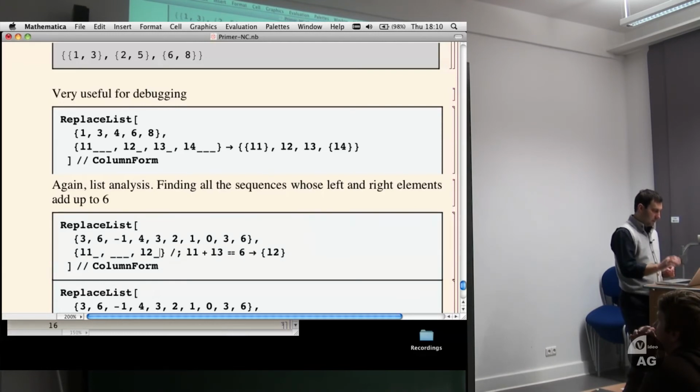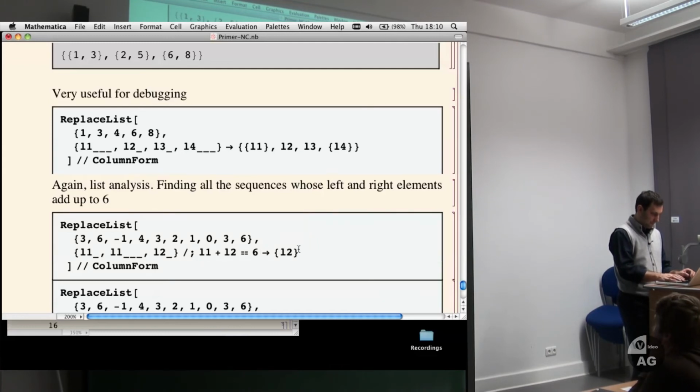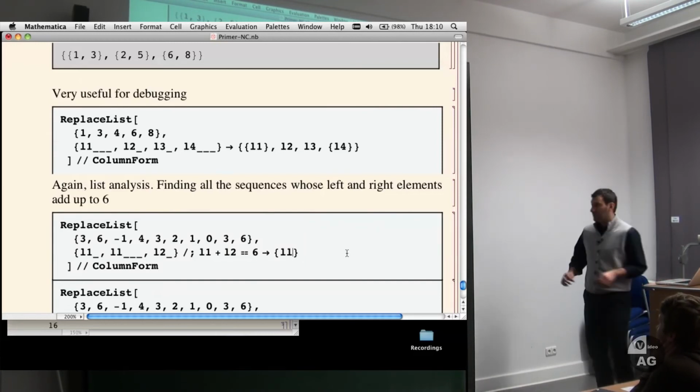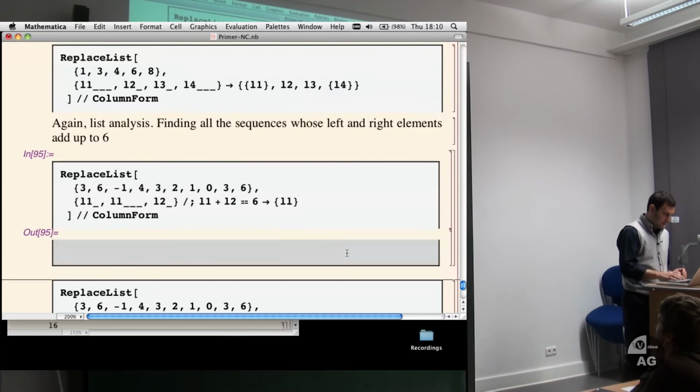And the rest is out, and you're saying this: if L1 and L2 equals 6, then... Okay. I kind of like this. Let's look at it.